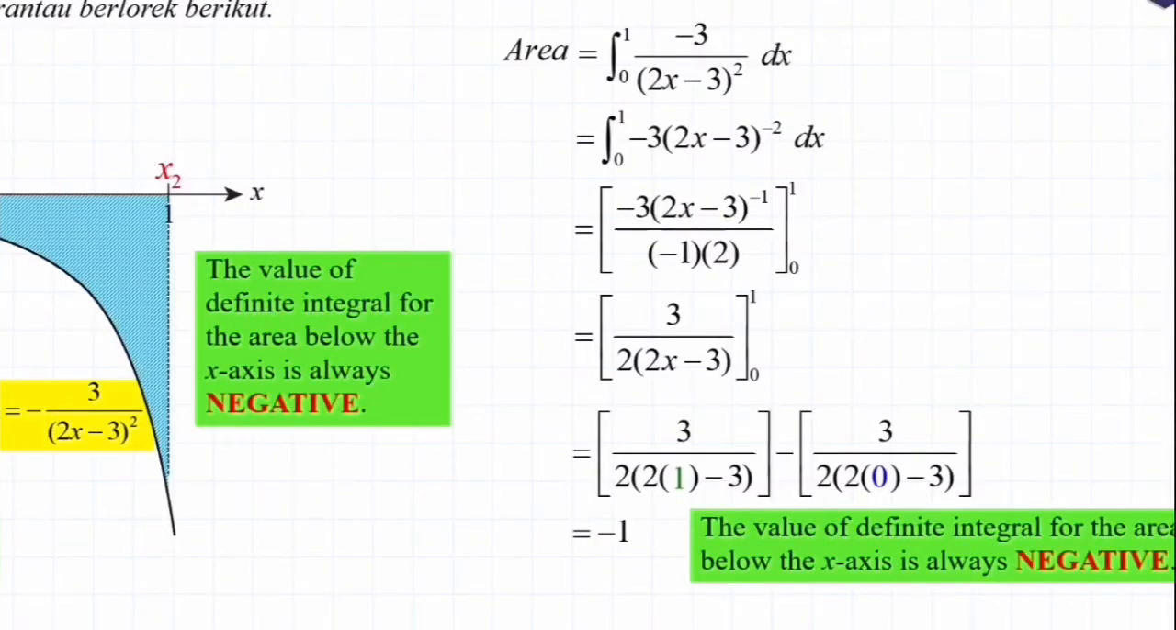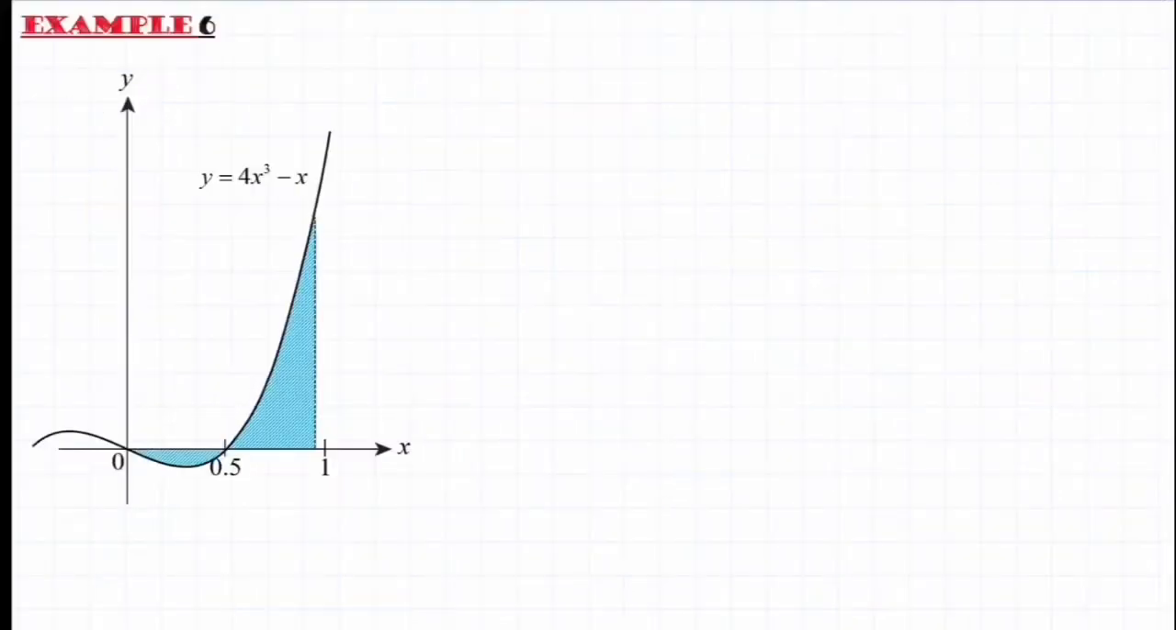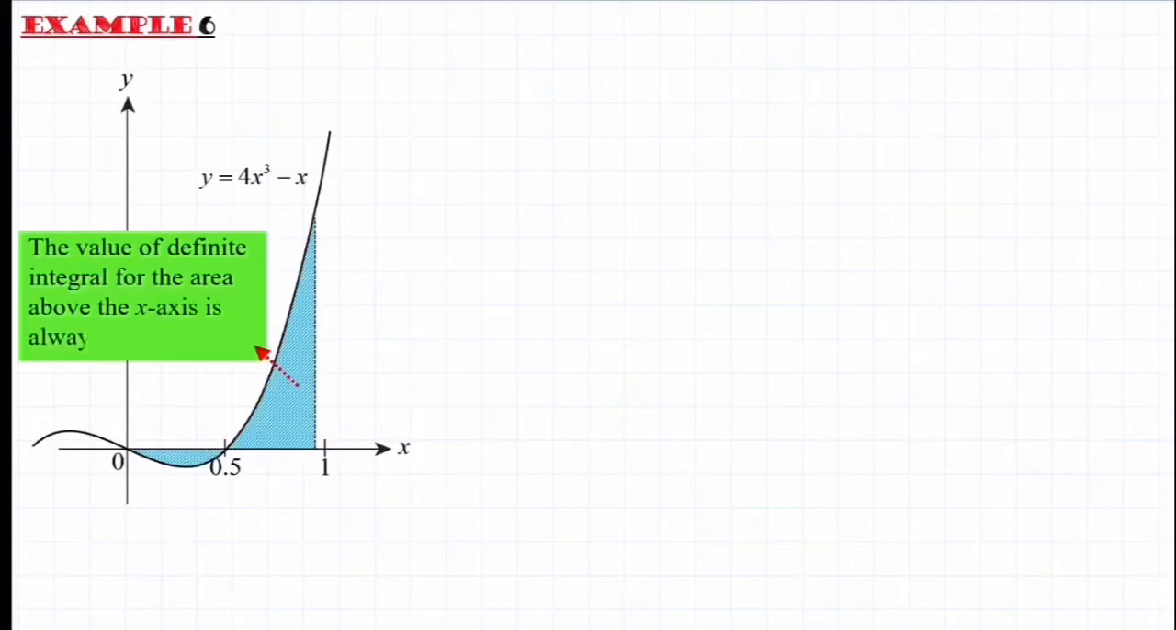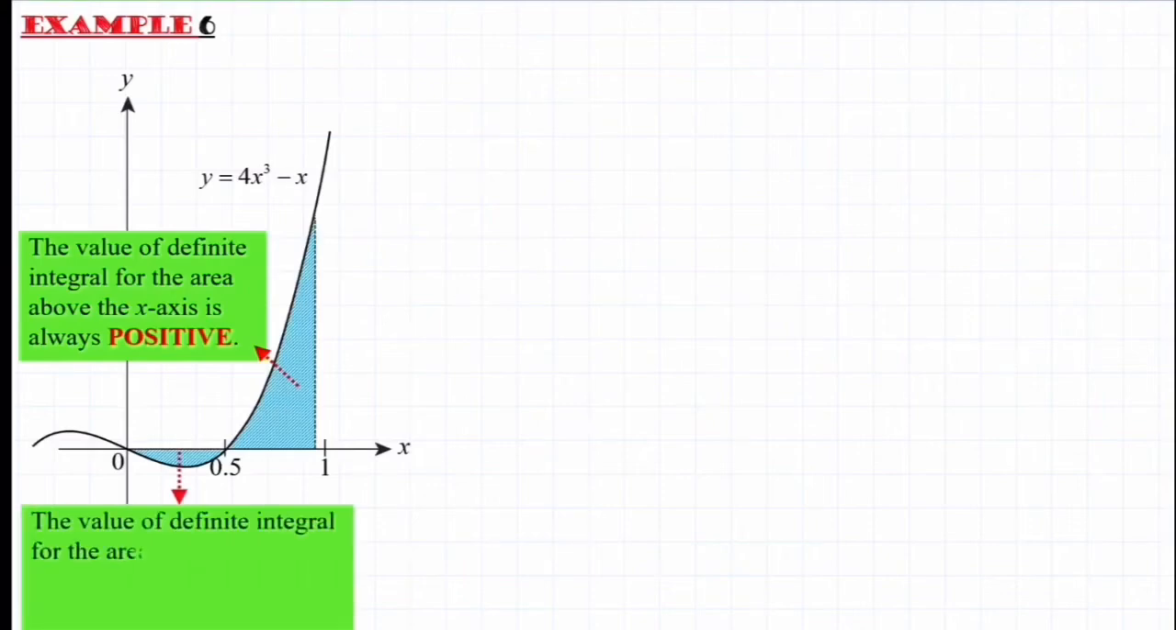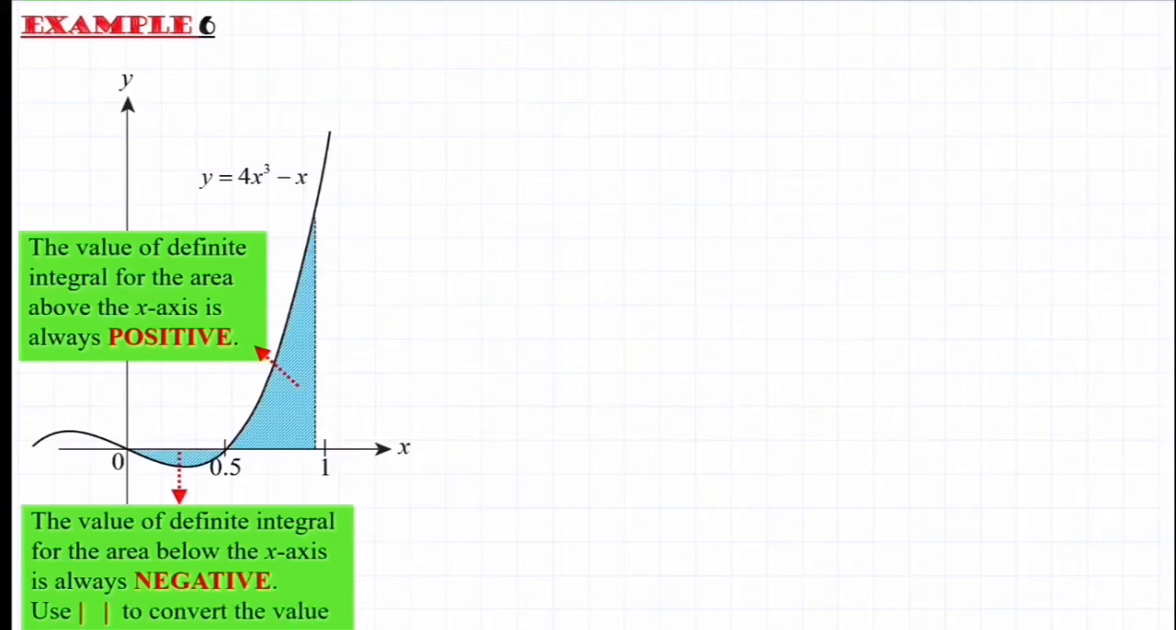Be careful, the value of the definite integral for the area below the x-axis is always negative. So you have to make it positive because it's area. Okay, for this one, you have one part which is above the x-axis, so the value of the definite integral for the area above the x-axis is positive. But if the area is below the x-axis, the value is negative. So you have to use a modulus to convert the area to a positive value. So we say we want the magnitude.